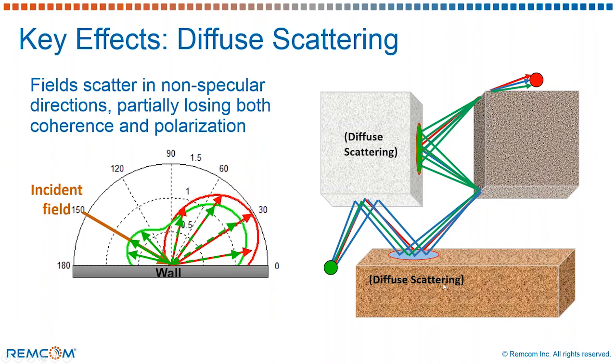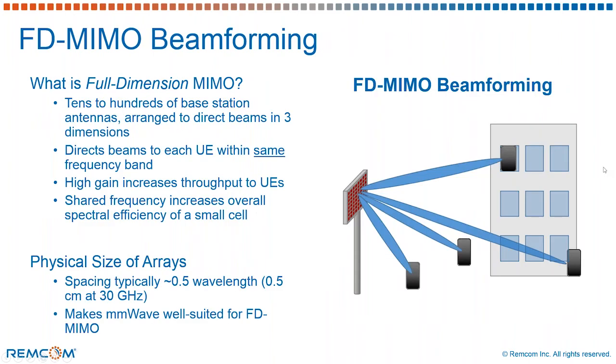Next, we have full dimension MIMO. This has received a lot of attention in the literature preparing for 5G. Full dimension MIMO is the use of tens to hundreds of base station antennas arranged to direct beams in 3 dimensions. The antennas are arranged in arrays that are both vertical and horizontal, and this gives them the ability to direct beams in different directions, including vertical and horizontal directions, as shown in the figure on the right. The goal with FD-MIMO is to be able to direct beams to several UEs at the same time in the same frequency band. The use of tight beams can allow an FD-MIMO system to increase the gain and thereby the signal to interference plus noise ratio to each of the UEs.